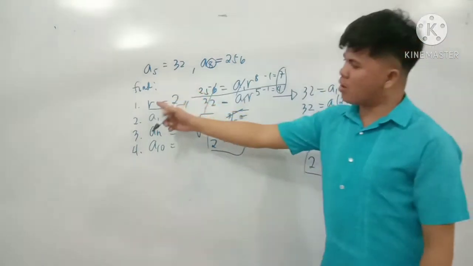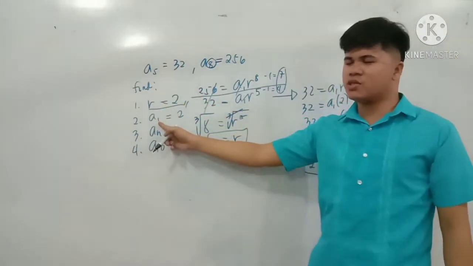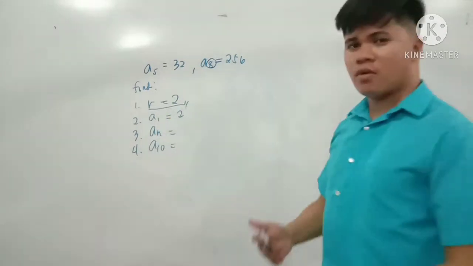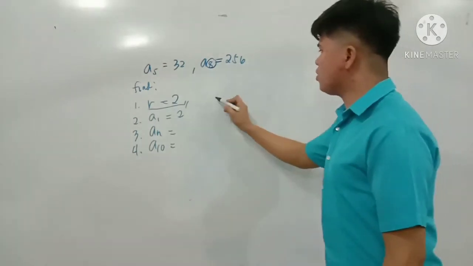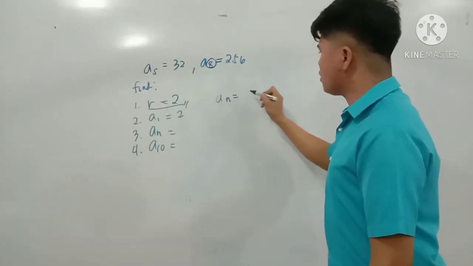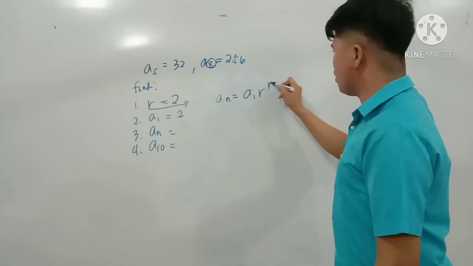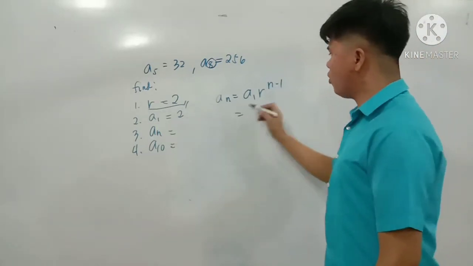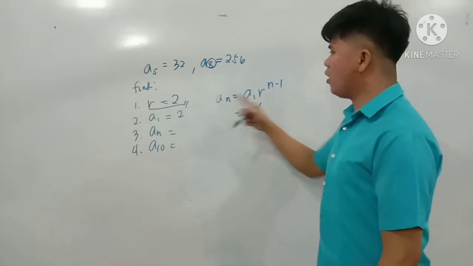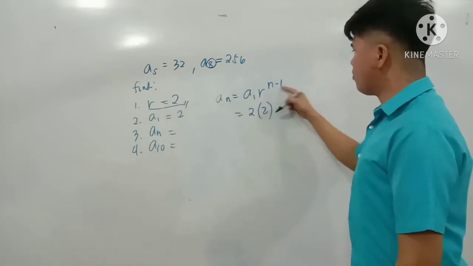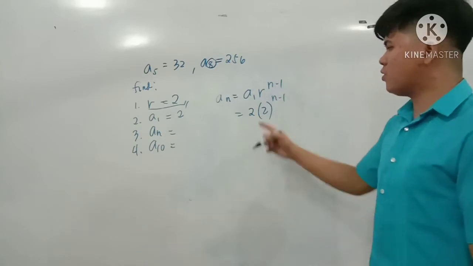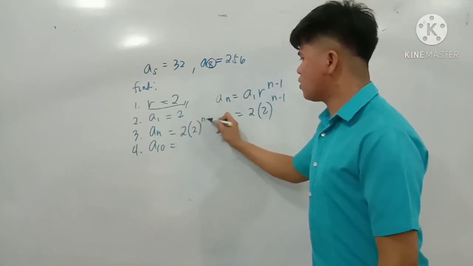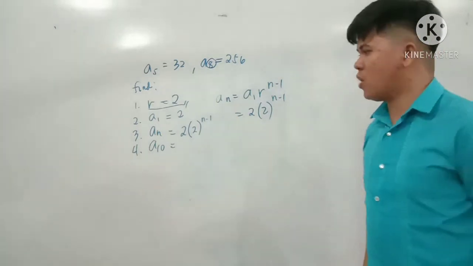Now we have the value of the common ratio as well as the value for the first term. So we can now find the formula of this given sequence. By using the format of the general term, we have a sub n is equal to a sub 1 times r raised to n minus 1. We simply substitute a sub 1 is 2 and r is simply 2. Then copy n minus 1. Therefore, our formula is 2 times 2 raised to n minus 1.